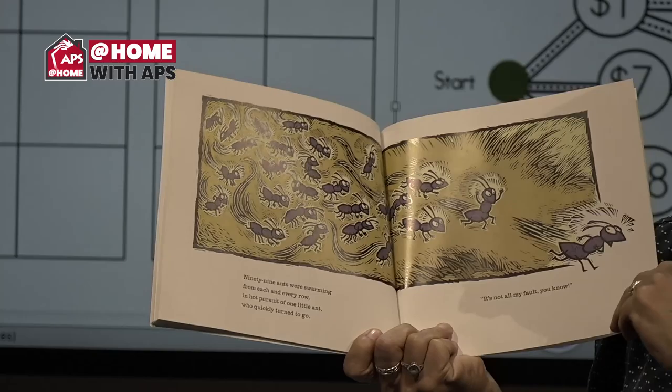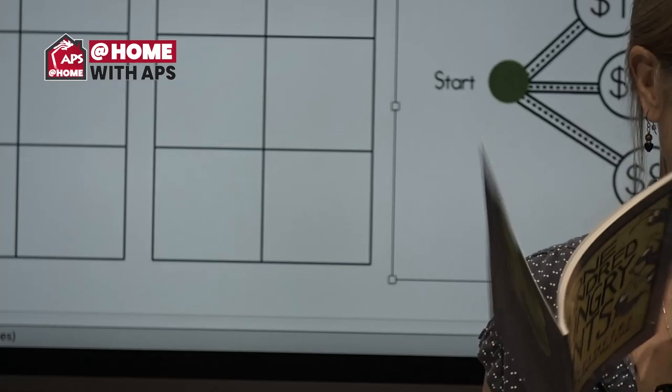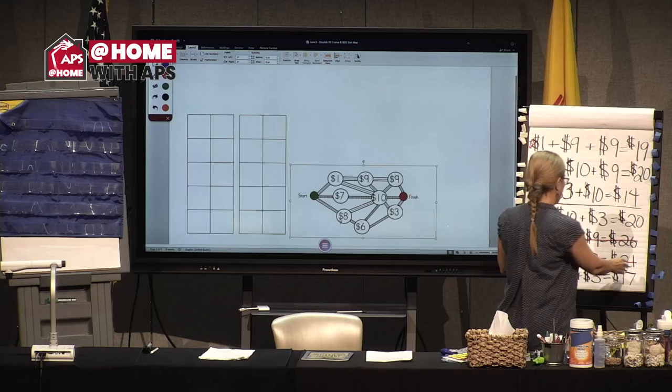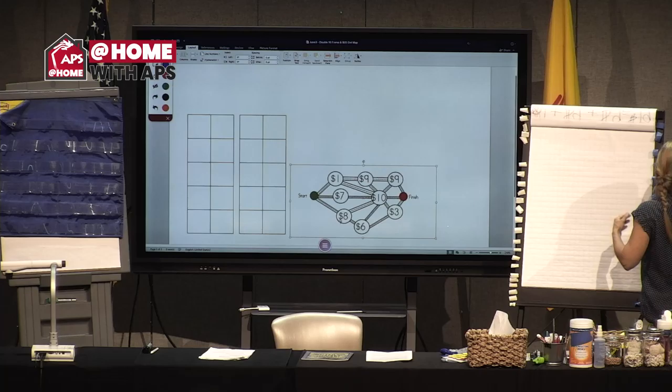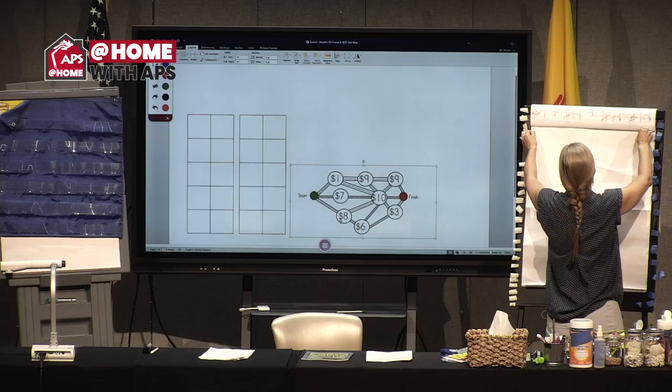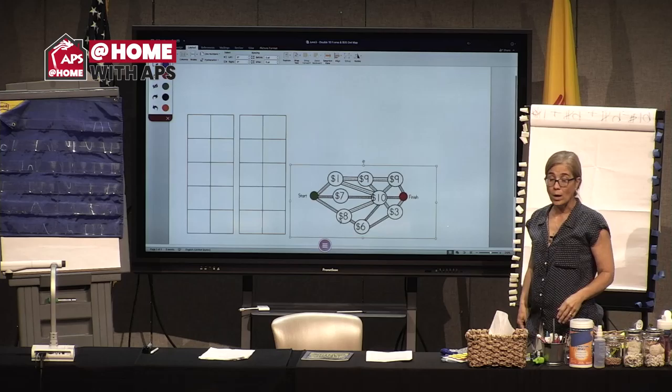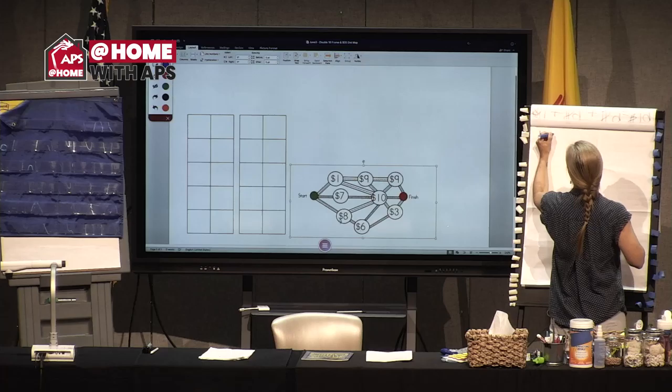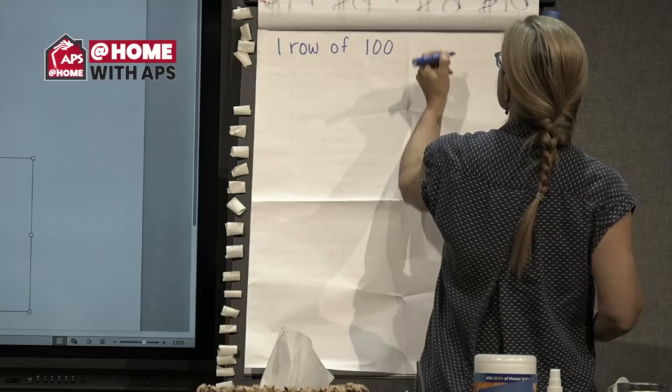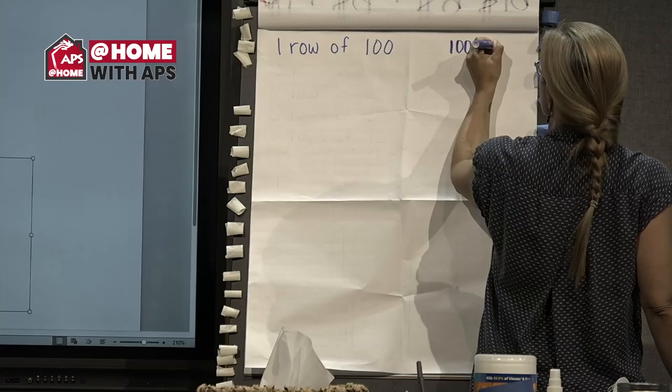I think he maybe slowed them down by getting them to change their rows. All right, so let's talk about what rows he had them in. First, the ants started, do you remember? In one row of 100, right? One row of 100. So we could write a number sentence for that, and it was just 100, right? Maybe plus zero, there were zero other rows. There were only 100 ants in one row.